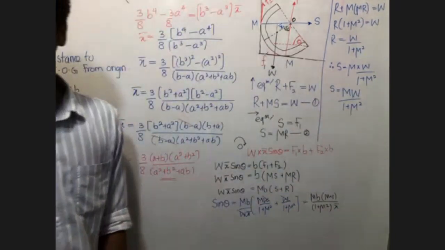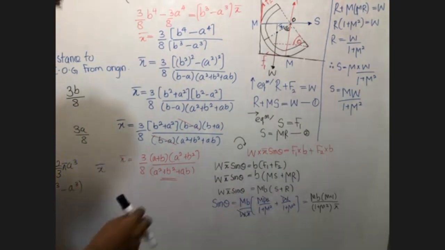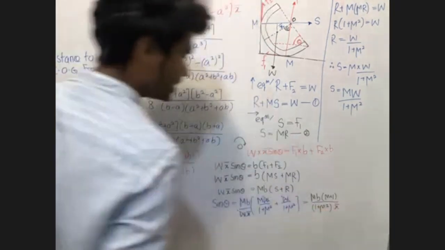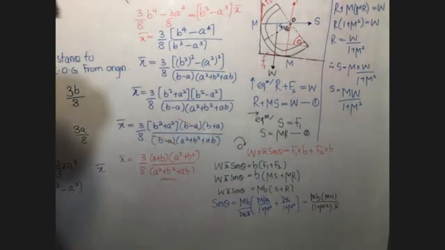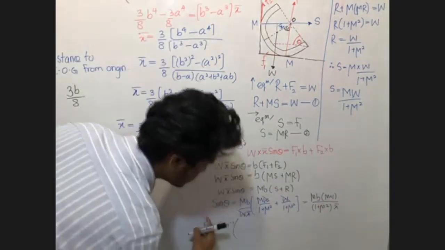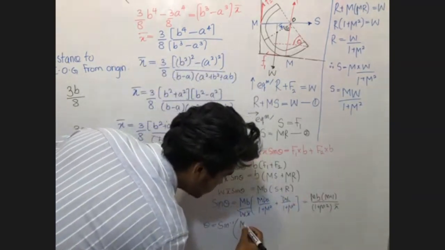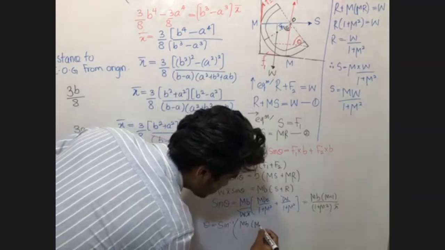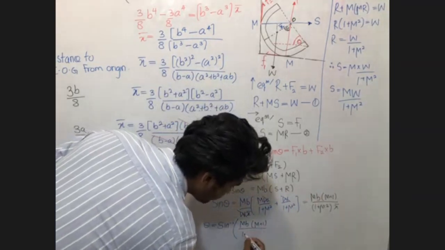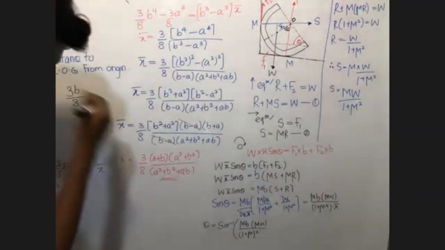So this is not our answer. What is our answer? We need to substitute x bar also. Then only we will be getting our answer. So theta is equal to sine inverse; I'll send sine inverse to that side. Sine inverse of mu b times mu plus 1, over 1 plus mu squared, and x bar is what?